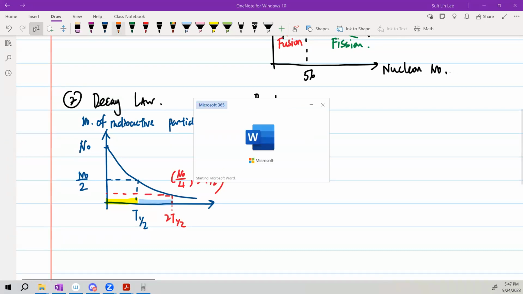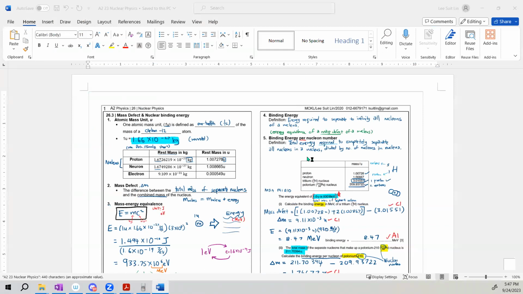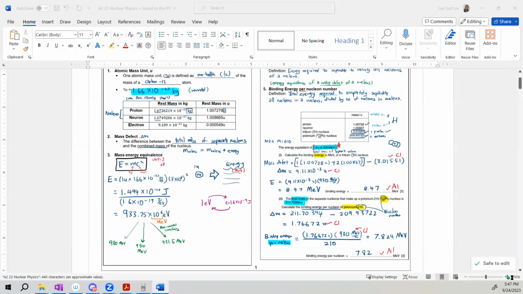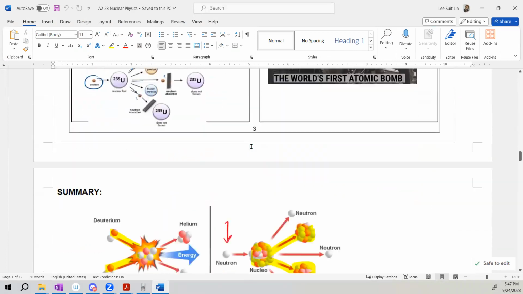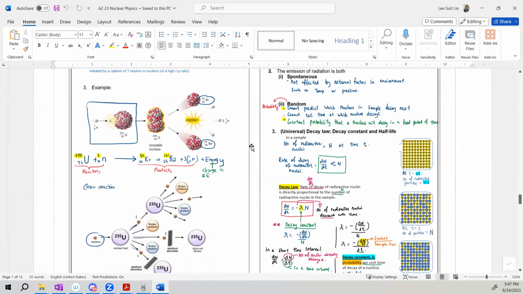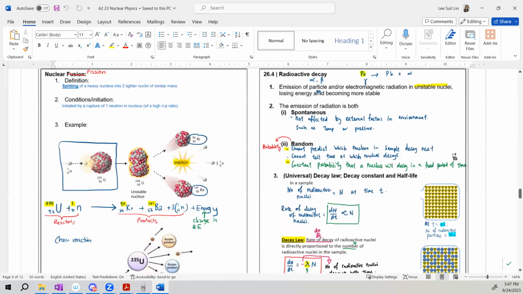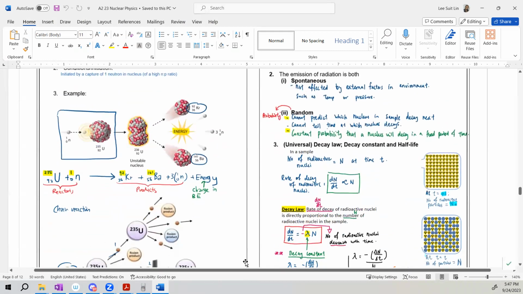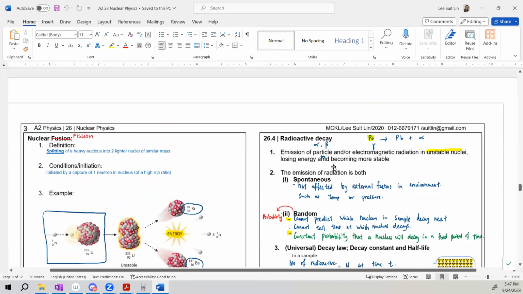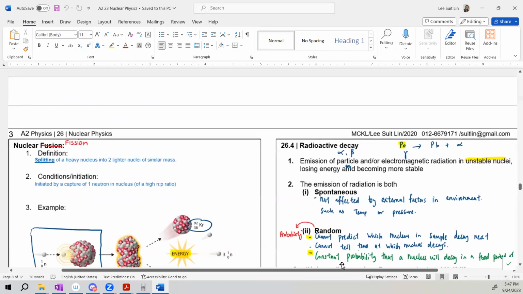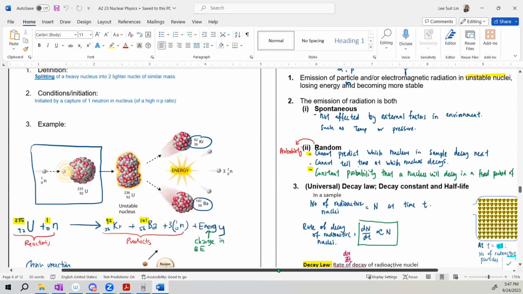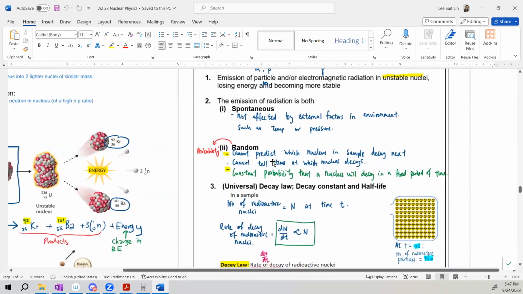So random means you cannot tell which particle will decay first. Let me show you where to find it in the notes. You will find it somewhere here. Okay, so random tells me that I cannot predict which nucleus will decay next. All right, if you look here, cannot tell the time at which the nucleus will decay.